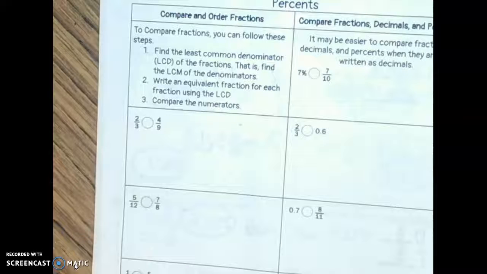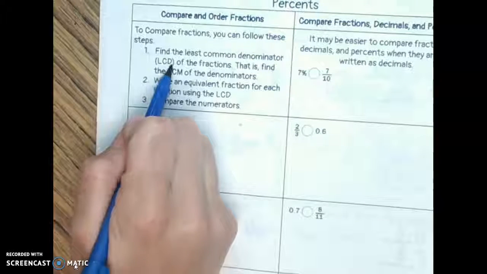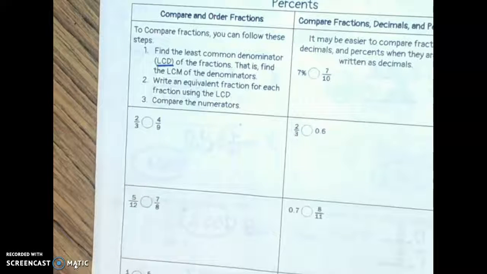Okay, to compare fractions, you can follow these steps. The first step is find the least common denominator, or the LCD, of the fractions. Least common denominator is a vocabulary word. That is, we're going to find the LCM of the denominators. We're going to write an equivalent fraction for each fraction using the LCD, and we're going to compare the numerators.